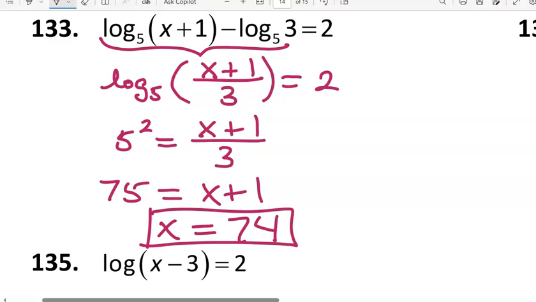We do need to check our result here and just ensure that the argument of each logarithm in the original equation is positive, if x is equal to 74, and in that case it is, because 74 plus 1 is 75, which is a positive number.